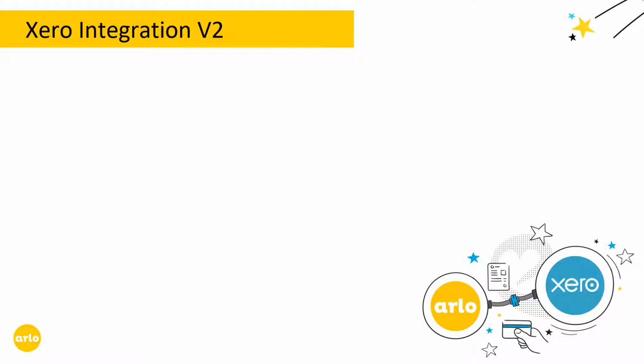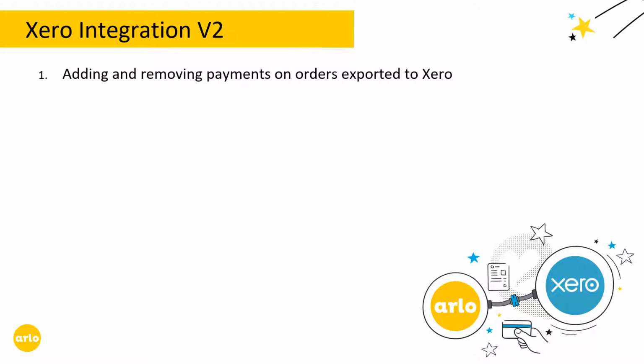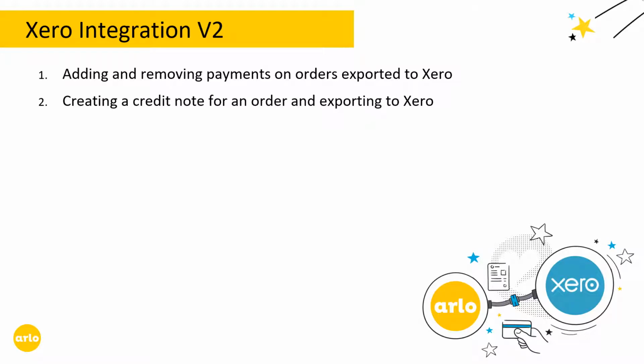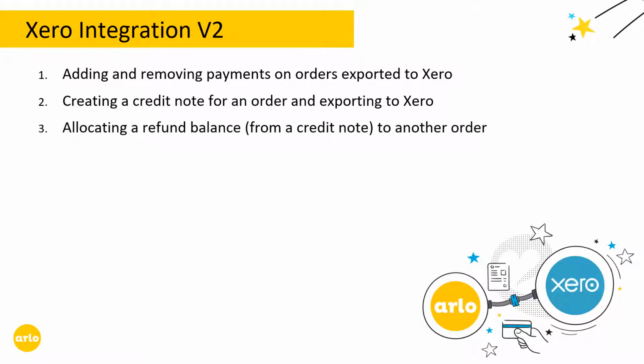The first of which that we're going to cover is adding and removing payments on orders exported to Xero. Then we're going to take a look at creating a credit note for an order and exporting that to Xero. Then we'll move on to allocating a refund balance from a credit note to another order. Finally, we'll look at cancelling and deleting orders in Arlo.